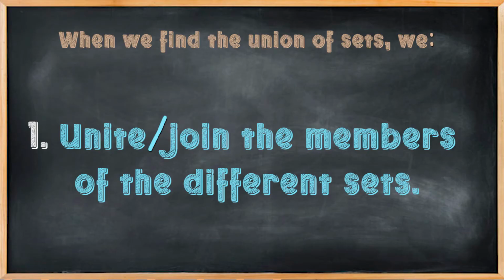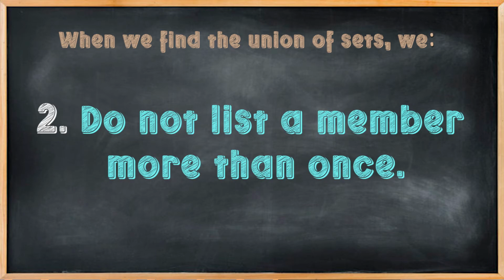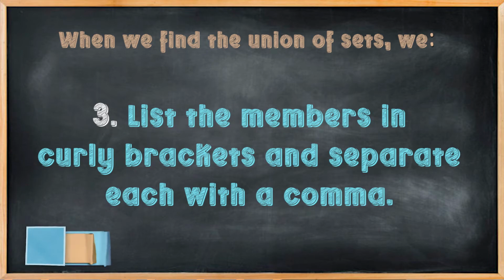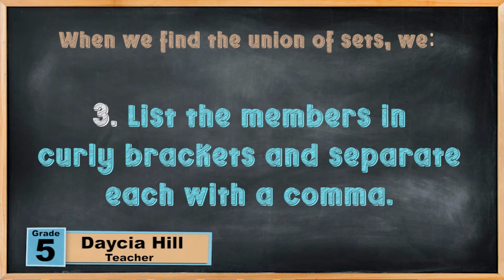When we find the union of sets, number 1, we unite or join the members of the different sets. We do not list a member more than once. We list the members in curly brackets and separate each with a comma.